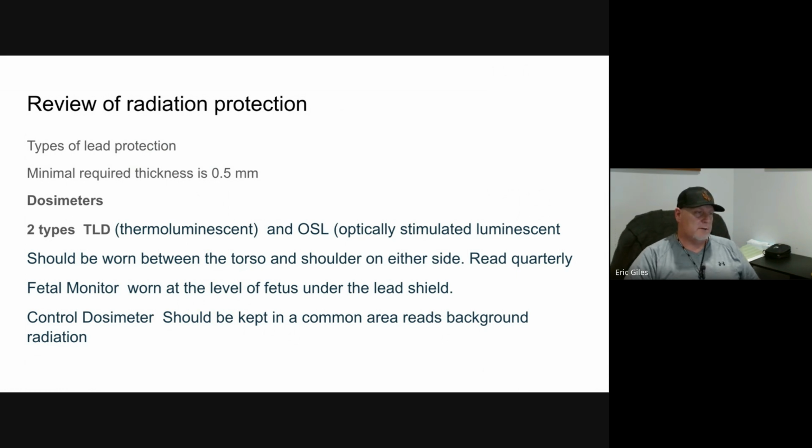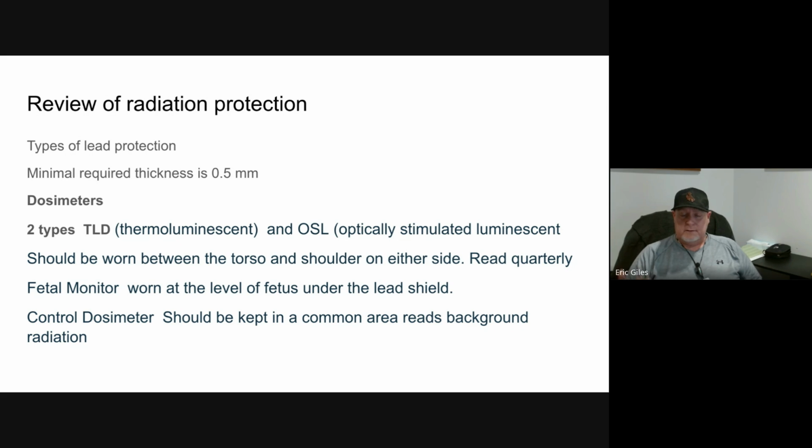Dosimeters, we talked about two different types. Well, we talked about more than two, but the two main ones are TLD, the thermoluminescent, and the OSL, the optically stimulated luminescent. Here in these clinics, we use a TLD. We talked about how they should be worn. They should be worn between the torso and the shoulder on either side or in the middle. I wear mine with my lanyard.